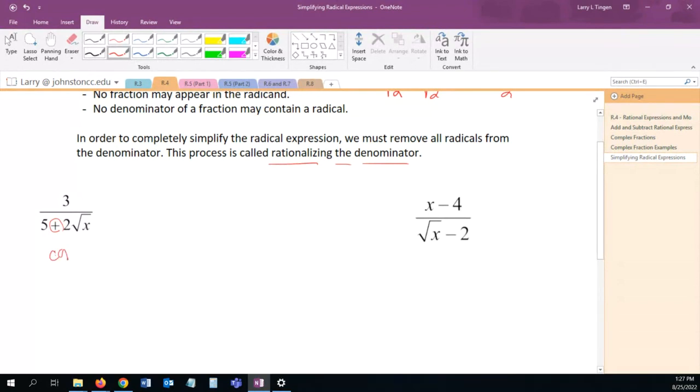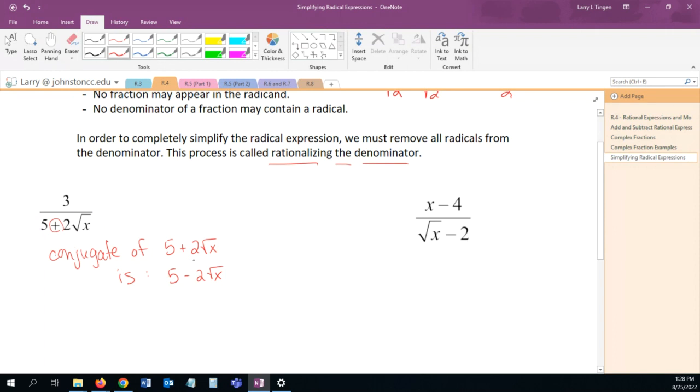So the conjugate of 5 plus 2 root x is 5 minus 2 root x. You don't have to be radical to have a conjugate. Conjugate just means change the operation in the middle.